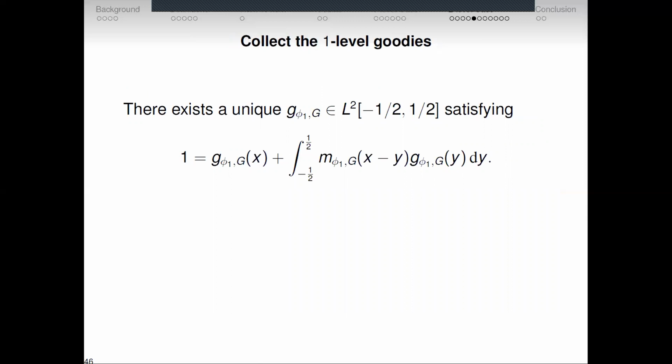Now we have reduced the two-level problem back to the one-level setting. Remember that by Fredholm theory, the minimizer satisfies some integral equation, and we know the minimum is the inverse of the inner product of 1 and the minimizer. Here, the constant C is from the rescaling in the previous slide.